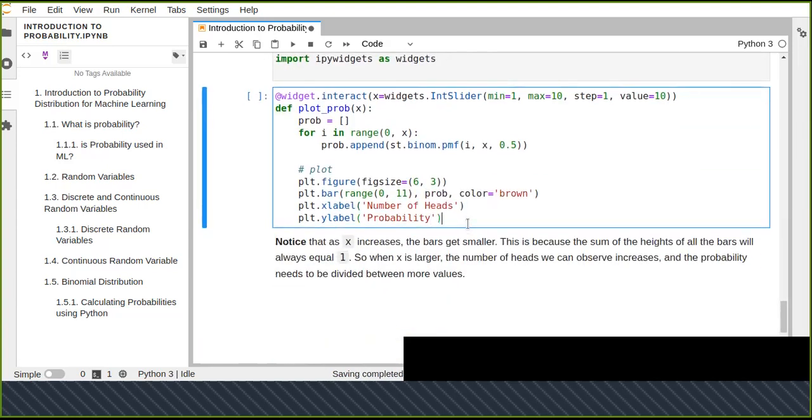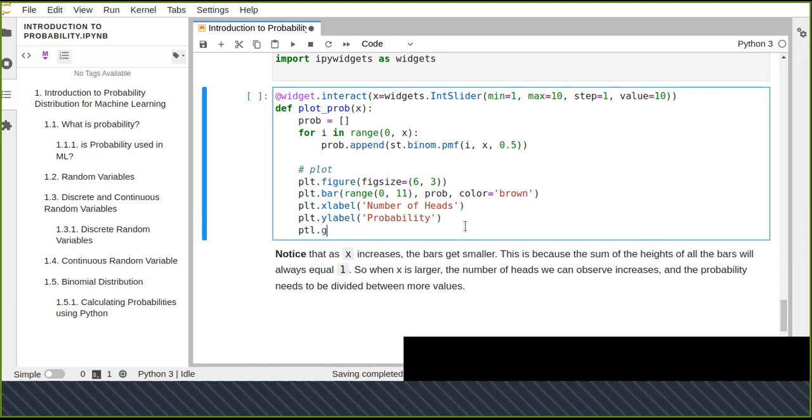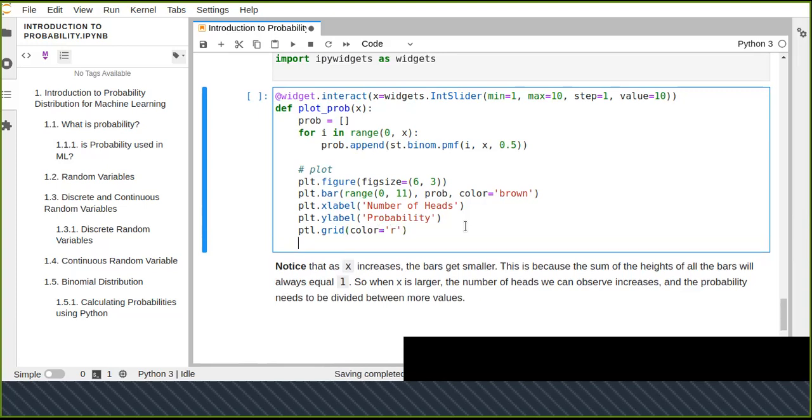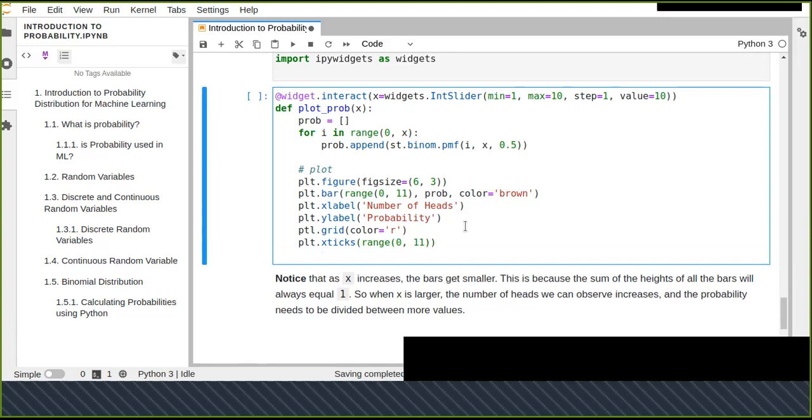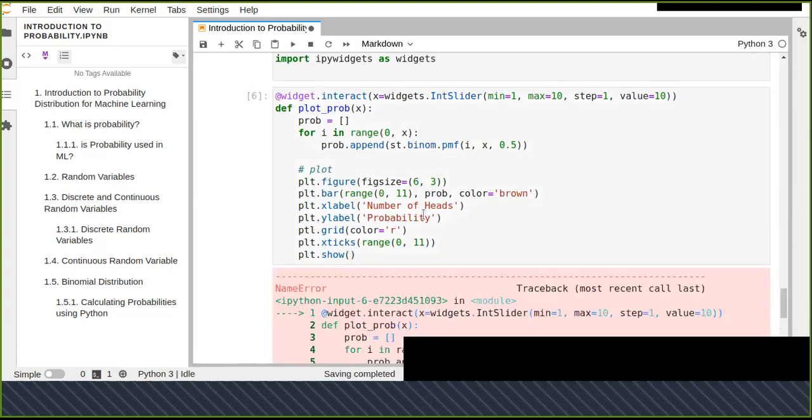And we can set the grid, and for the color you can set red, and we can set x ticks in the range of 0 to 11. Then finally we call show. Let's run this and let's see.